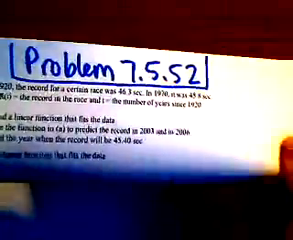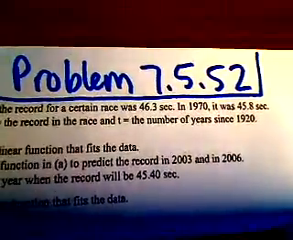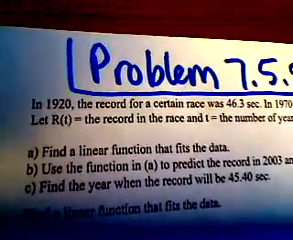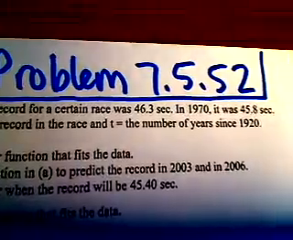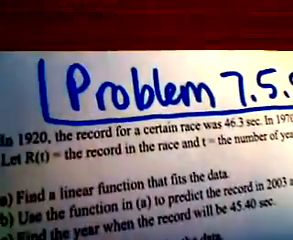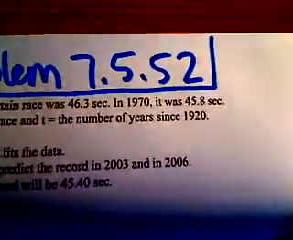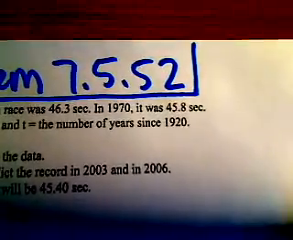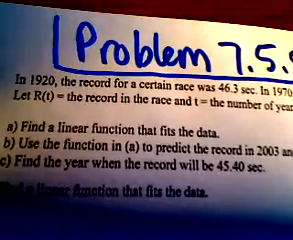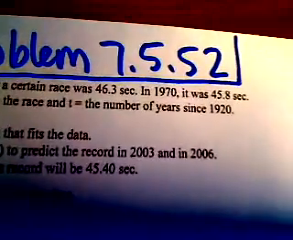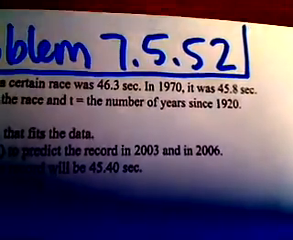Okay, so this is problem 7.5.52, and it states that in 1920, the record for a certain race was 46.3 seconds. Did I say 1920? Anyways, in 1920, that's what it was. In 1970, it was 45.8 seconds, and they want us to let R of t be the record in the race, and t be the number of years since 1920.